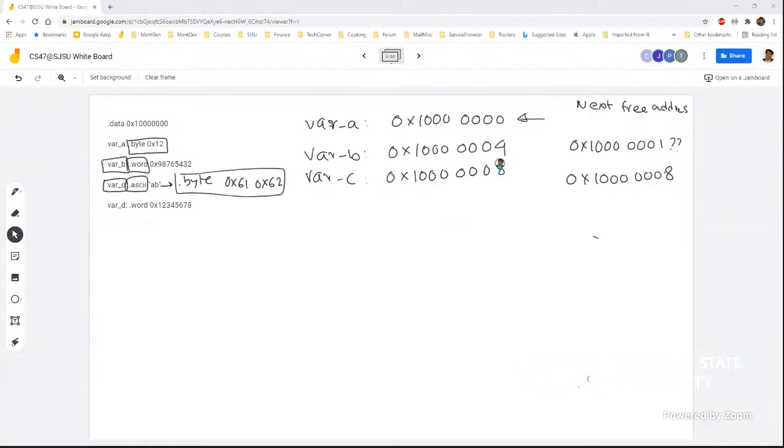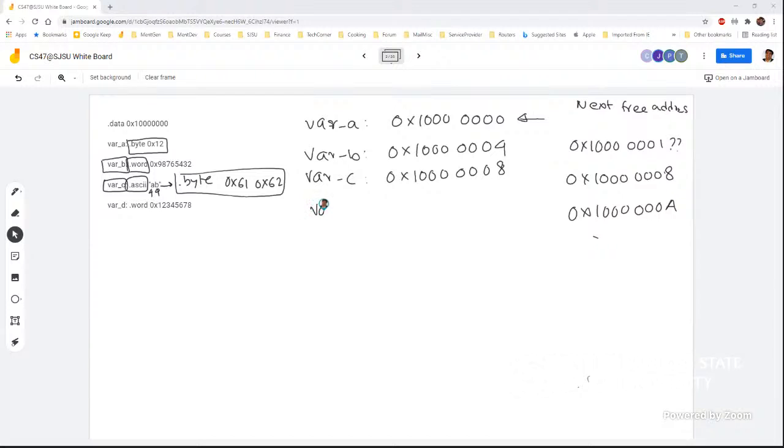And how many bytes will it occupy? Since it is a 2-character string, and it is ASCII, not ASCIIZ, ASCII will occupy as many bytes as the number of characters in the string. So the next free address is 1000000A. Var C, that data statement, will occupy 2 bytes, so address 8 and address 9 will be occupied. So address A would be the next free address.